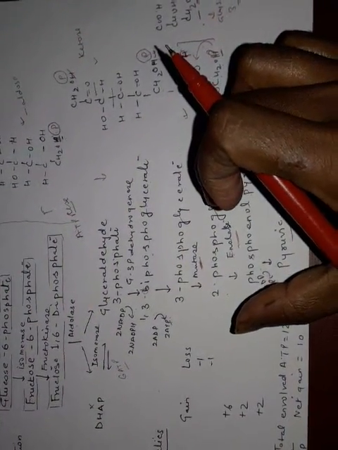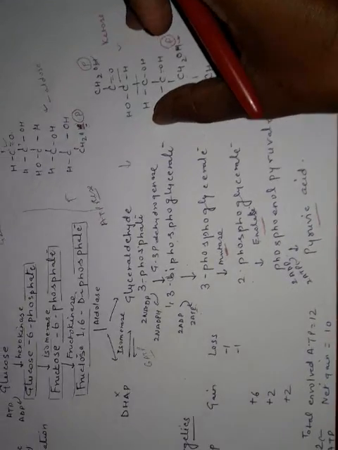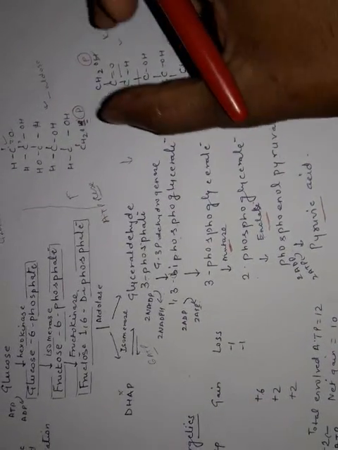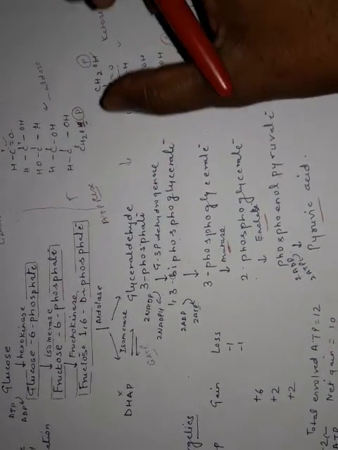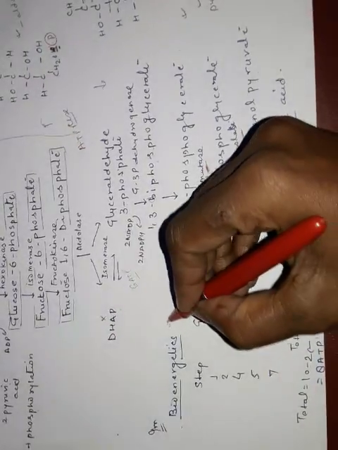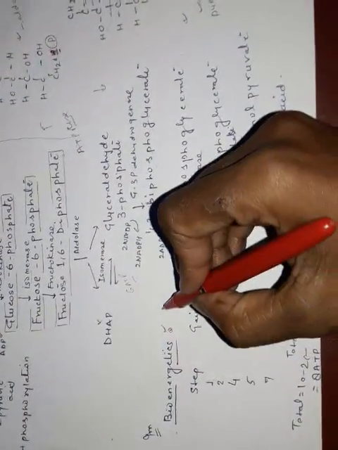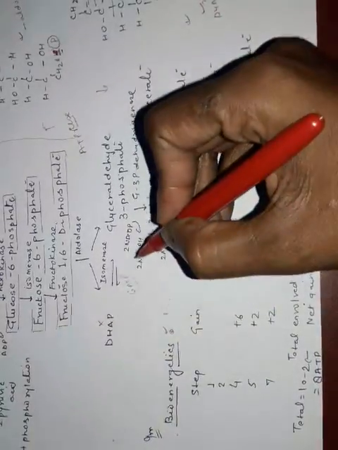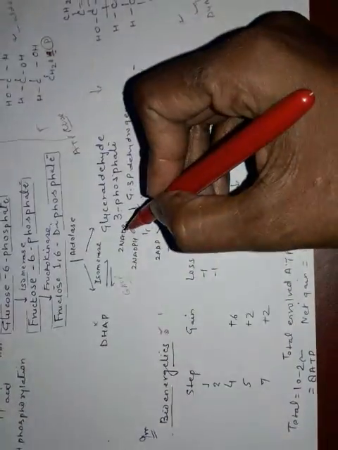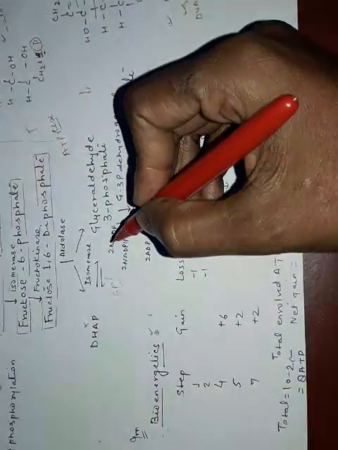First you should know about the structure: what changes take place in the structure, where a phosphate group is attached, and from where a phosphate group is released. You should keep that in mind. Now in bioenergetics, this means how many ATP molecules are consumed and how many ATP molecules are formed, so the total net of ATP molecules.